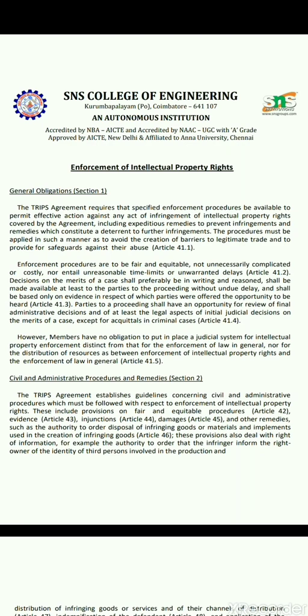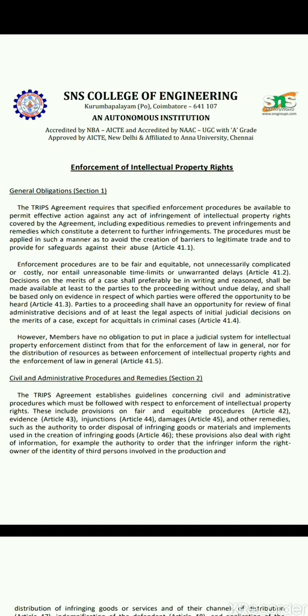Parties to a proceeding shall have an opportunity for review of final administrative decisions and, at least in the legal aspects, of initial judicial decisions on the merits of a case, except for acquittals in criminal cases. This is Article 41.4. These general obligations are explained from Article 41.1 to 41.5. The final one, 41.5, is the distribution of resources between the enforcement of intellectual property rights and the enforcement of law in general. These are all the general obligations in Section 1.